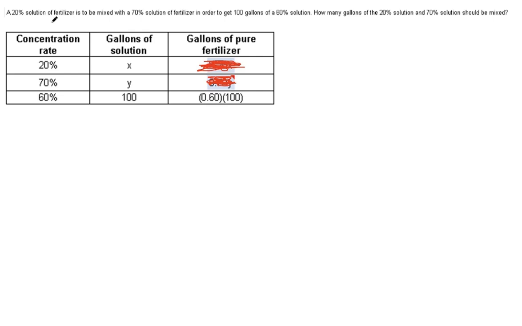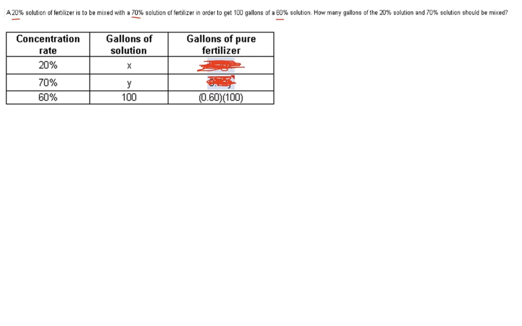A 20% solution of fertilizer is mixed with 70% in order to get 100 gallons of a 60% solution. So if you think about it, that must mean there's more of the 70% than the 20%, right? Because when you mix them together, you got a 60% solution. So we know we're pouring two different solutions together, more of the 70%, but we don't know exactly how much more until we do some mathematics.